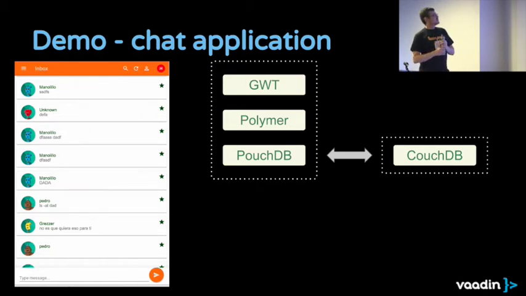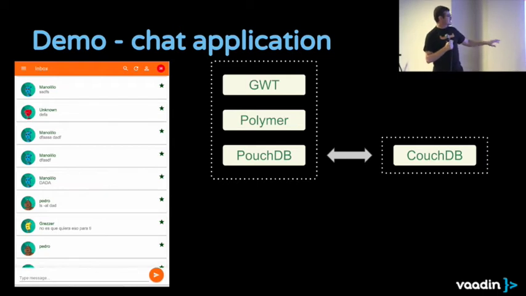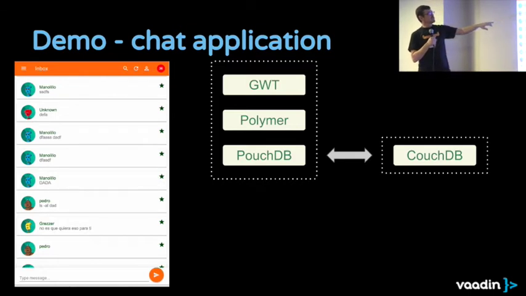So we are going to demo the chat application. Basically, the chat application I did and am going to demo is a normal chat application where you can type messages on your mobile or on your desktop and you get the messages on the screen. And it is composed of GWT, of course, Polymer. I'm going to use PouchDB and CouchDB.